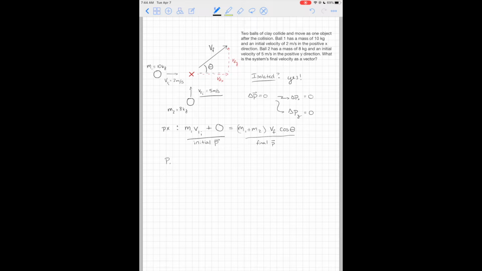We could do the exact same thing for the y direction, right? In the y direction, I don't have any initial momentum in mass 1, but I do have some in mass 2, m2 v2i. That has to be equal to some final momentum, m1 plus m2 times vf sine of theta. And again, initial, final.